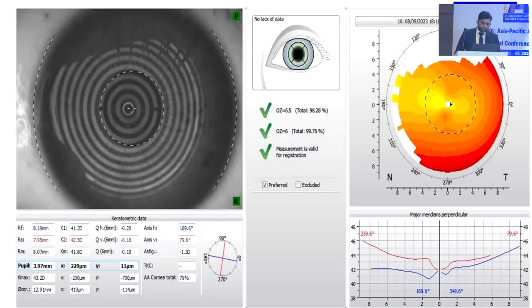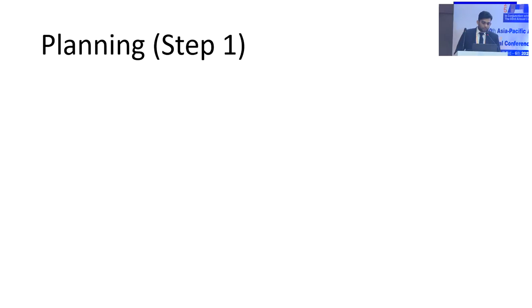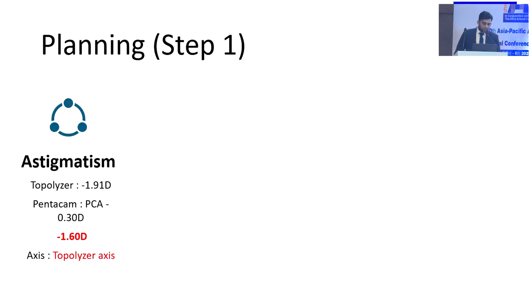We did a good topolizer scan. You can see the 3 ticks in the center. And now we got the measured astigmatism as -1.91. So going to the planning station, first we have to optimize for astigmatism, where we take the anterior corneal astigmatism from the topolizer, which is 1.91, subtract it from the posterior corneal astigmatism as acquired from Pentacam. So we have an effective new astigmatism, and the topolizer axis is always taken in all the cases.